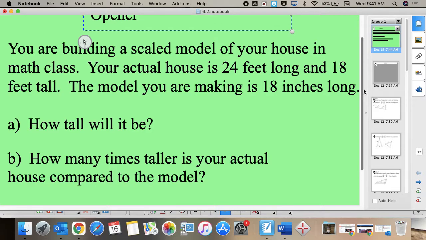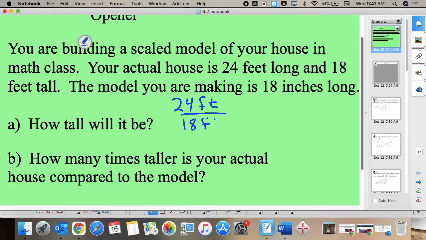However, here's the nice thing about proportions. The key is be consistent. So when I go through to figure out how tall my model will be, if I want to compare 24 feet to 18 feet, that's perfectly fine. I am comparing the length of my house to the height of the house. Then I got to compare length to height again.